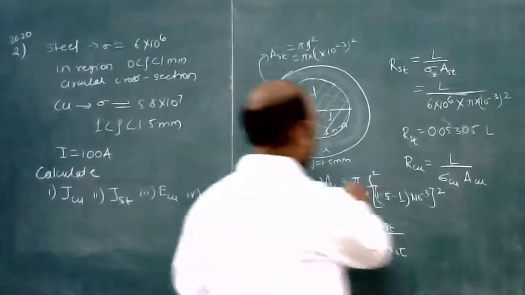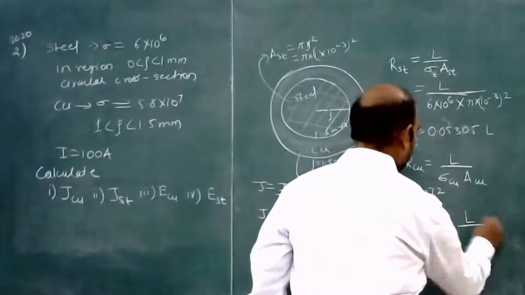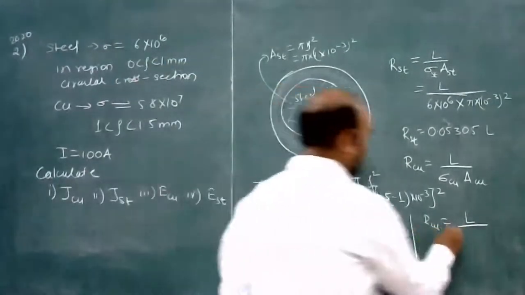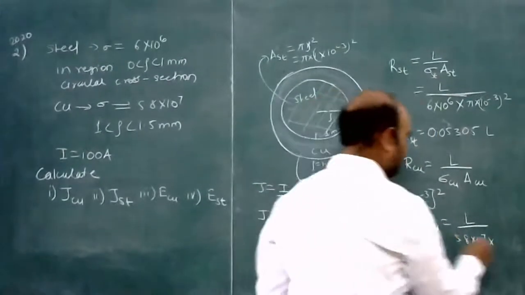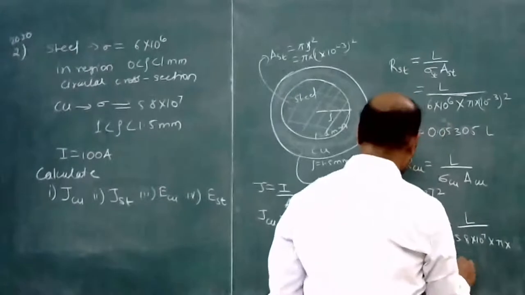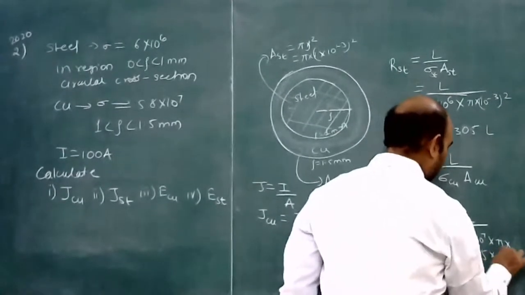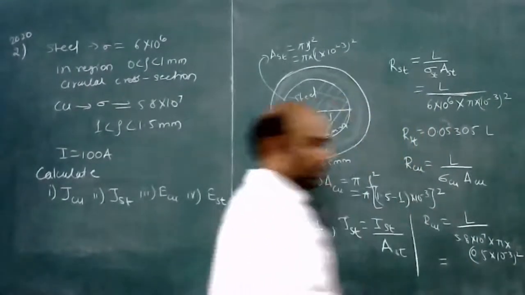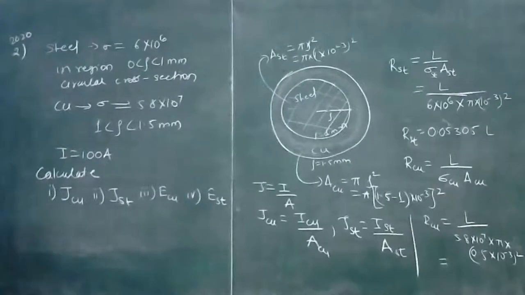So substitute here: L, the conductivity of copper is 5.8 into 10 to the power 7, divided by this area, pi into 0.5 into 10 to the power minus 3, whole square. So this is equal to 0.439.